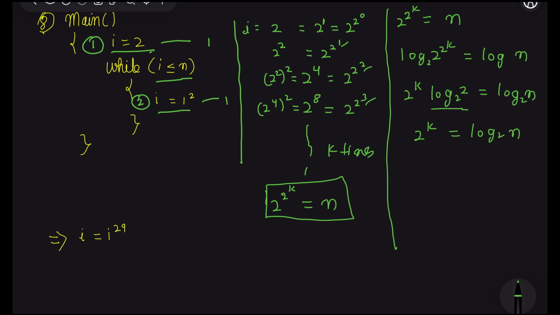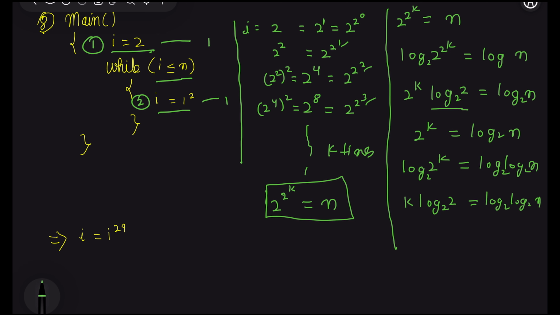Here we have to take the log on both sides again. So this will be written as log of 2 raised to the power k equal to log of log n, with base 2. Now k can be written in front, and this will become k times log base 2 of 2, which is equal to log base 2 of log base 2 of n. So this will be written as k equal to log base 2 log base 2 n.